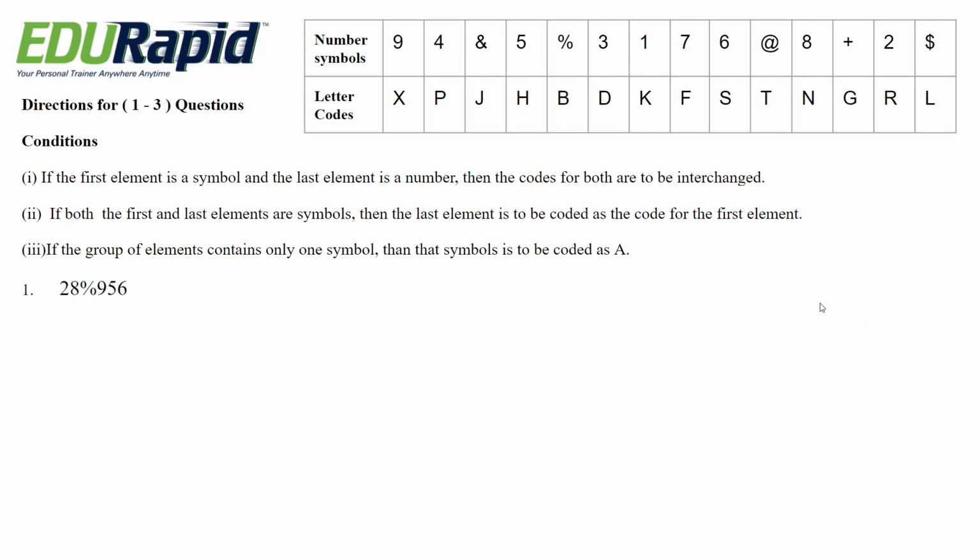First question, it is in this pattern: 2, 8, percentage, 9, 5, 6. Options are: R, N, B, X, H, S. Second option, R, N, A, X, S, H. Third, R, N, B, X, S, H. Fourth, R, N, A, X, H, S. Fifth, R, N, A, S, H, X.